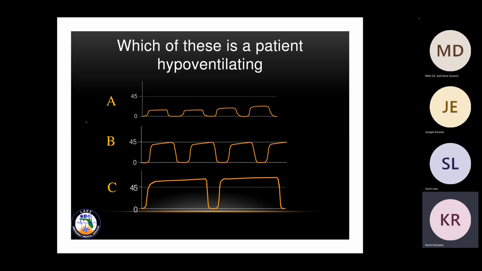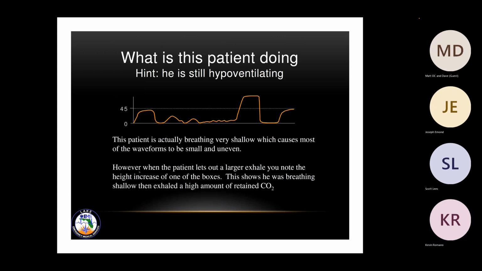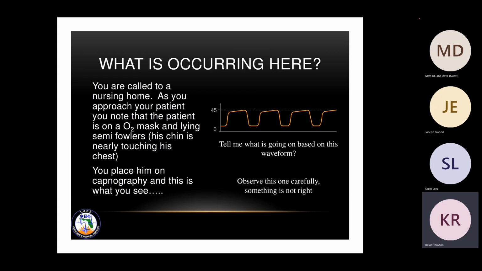Right. So we have the long duration with a high end tidal. Patient's acidotic or hypoventilating. All right, perfect. What is this patient doing? I think someone may have disconnected the tube and then reconnected the tubing, so now we have a good waveform. So when the patient lets out a larger exhale, you note the height increase in one of the boxes. This shows the patient was breathing shallow, but exhaled a high amount of retained carbon dioxide. Okay. So maybe like Kussmaul respirations, things like the irregular respiratory pattern.